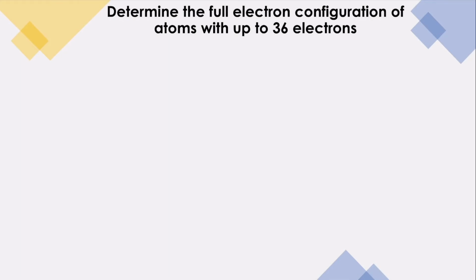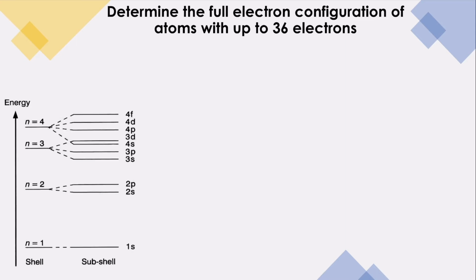Now we will work to determine the full electron configuration of atoms with up to 36 electrons. As you can see here in this diagram, as we just mentioned, in the first main energy level we have only one subshell, which is 1s. In the second, we have 2 subshells, which are 2s, 2p. In the third, we have 3s, 3p, and 3d. And for the fourth, we have 4s, 4p, 4d, 4f.